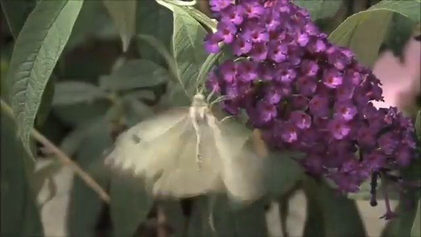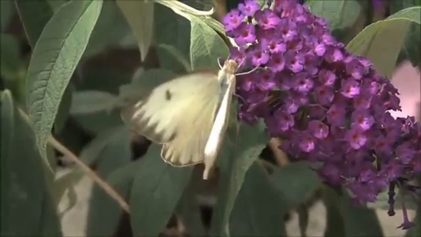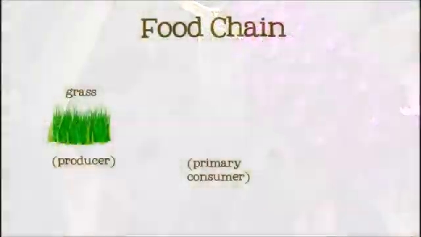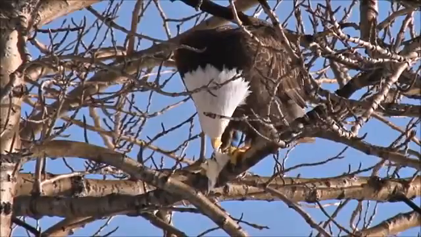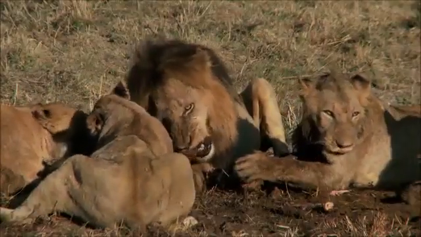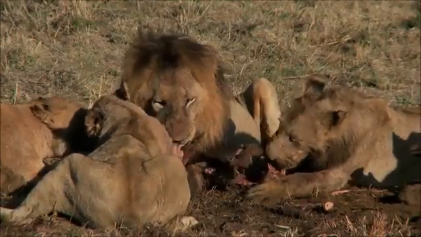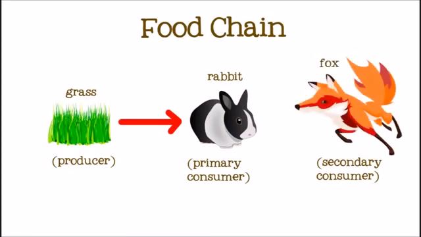An herbivore is called a primary consumer. Primary means first, because an animal eating plants is the first consumer in the food chain. Let's add a rabbit to our food chain. Next comes a secondary consumer, the second consumer in the food chain. This consumer is a carnivore and gets their energy by eating other animals. Maybe our rabbit will get eaten by a fox.